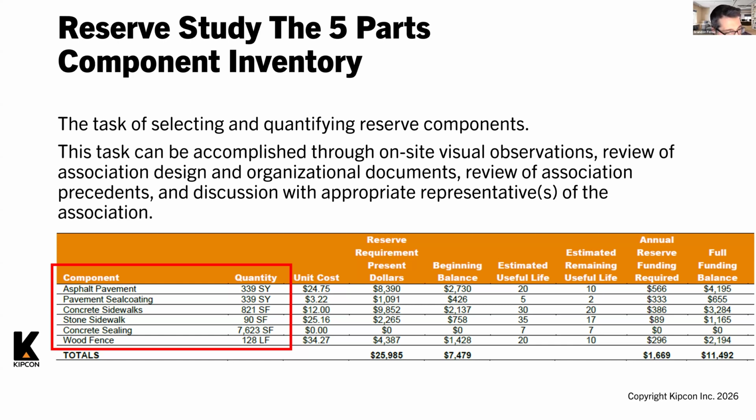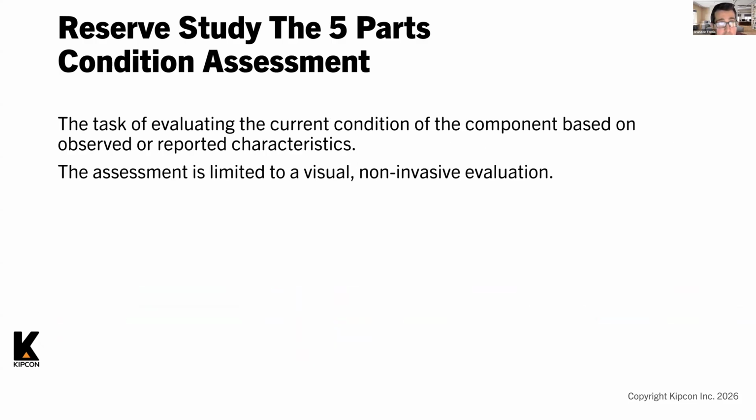Before we do anything, we would like to verify all those items while we're on site. This task can be accomplished through on-site visual observations, reviewing the association design and organizational documents, reviewing the association precedents, and discussion with appropriate representatives of the association. So again, kind of just what I mentioned. So again, component inventory, number 1.